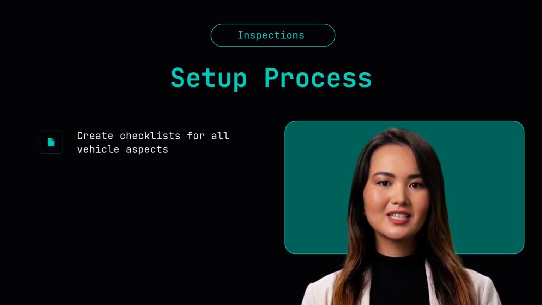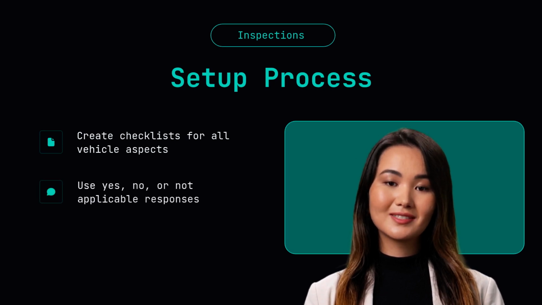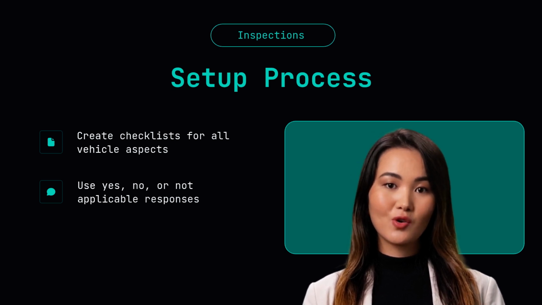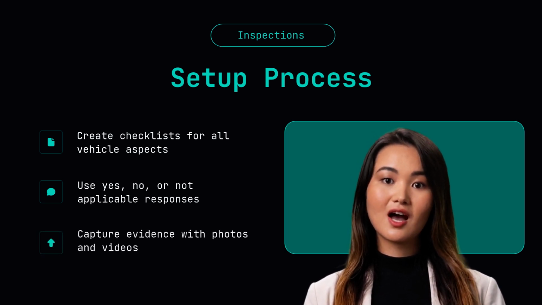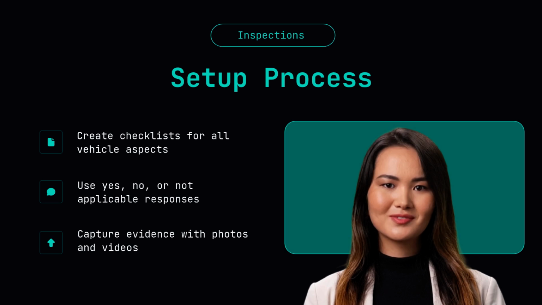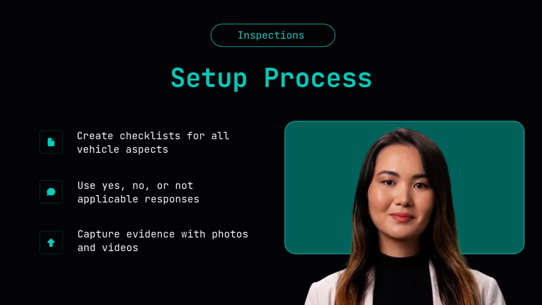Setting up inspections in eAuditor is straightforward. Create a checklist covering all vehicle aspects, including photo documentation. Use yes, no, or not applicable responses with comments for issues. Capture evidence with photos and videos. Align inspections with DOT regulations and internal policies.